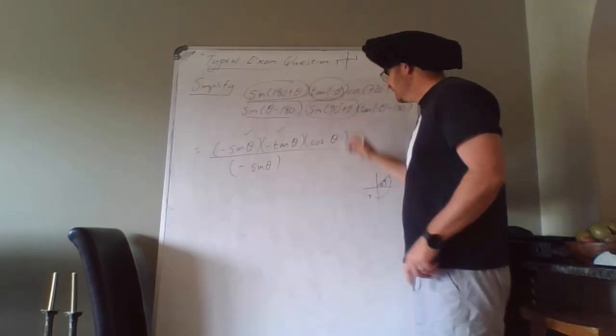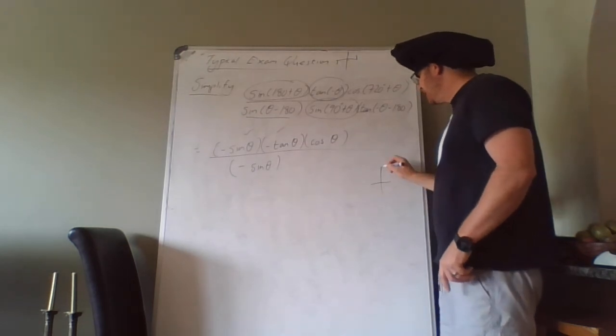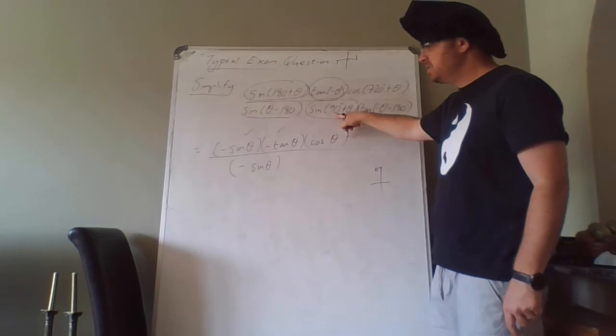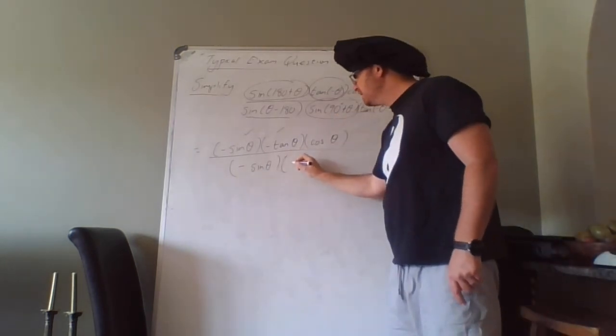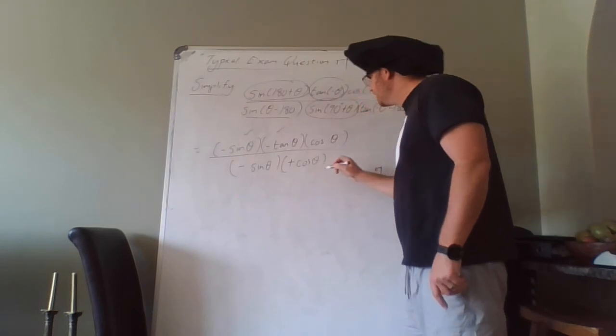This bit over here, sine of 90 plus theta. I've gone to 90 and I've gone a bit more, so I'm in quadrant 2. What happens to sine? The original name in quadrant 2, sine, is going to be positive, but it's going to change name to cos theta.